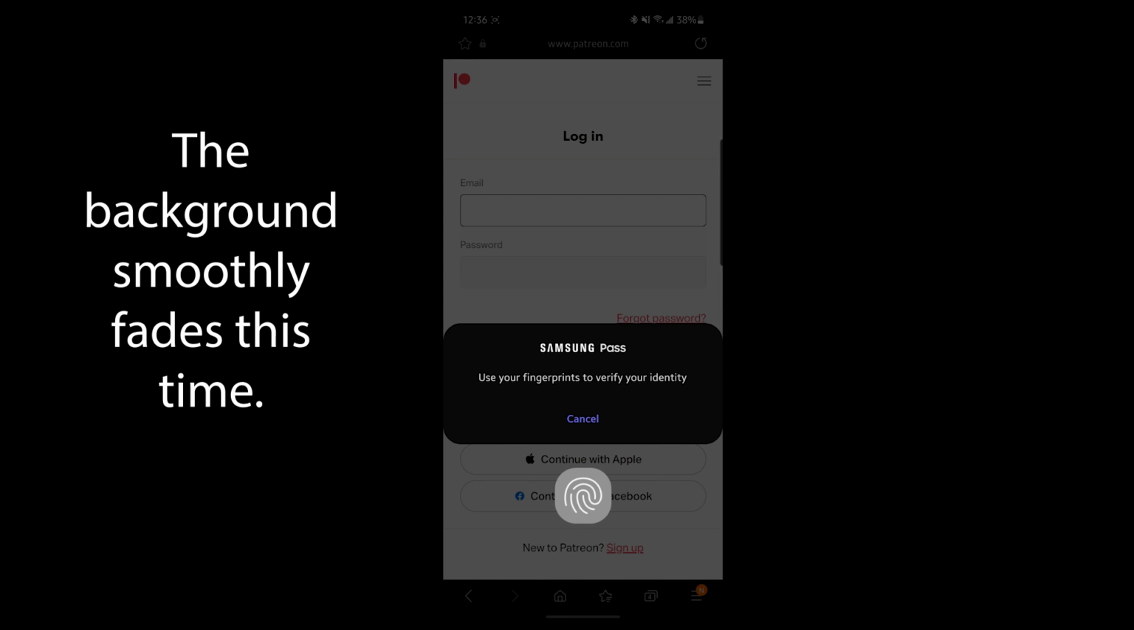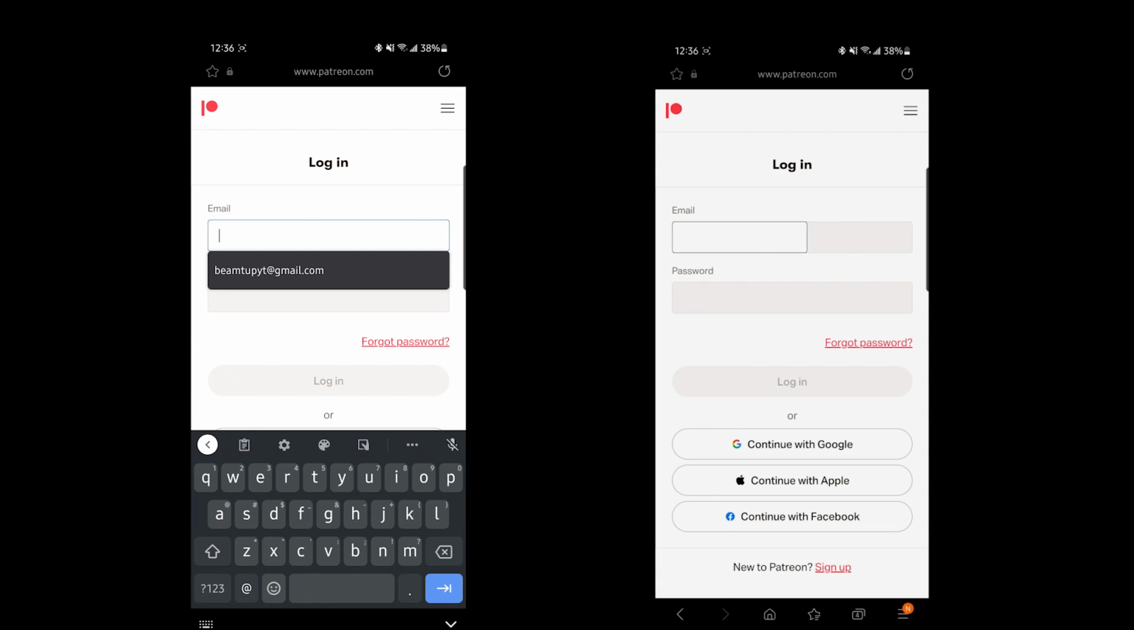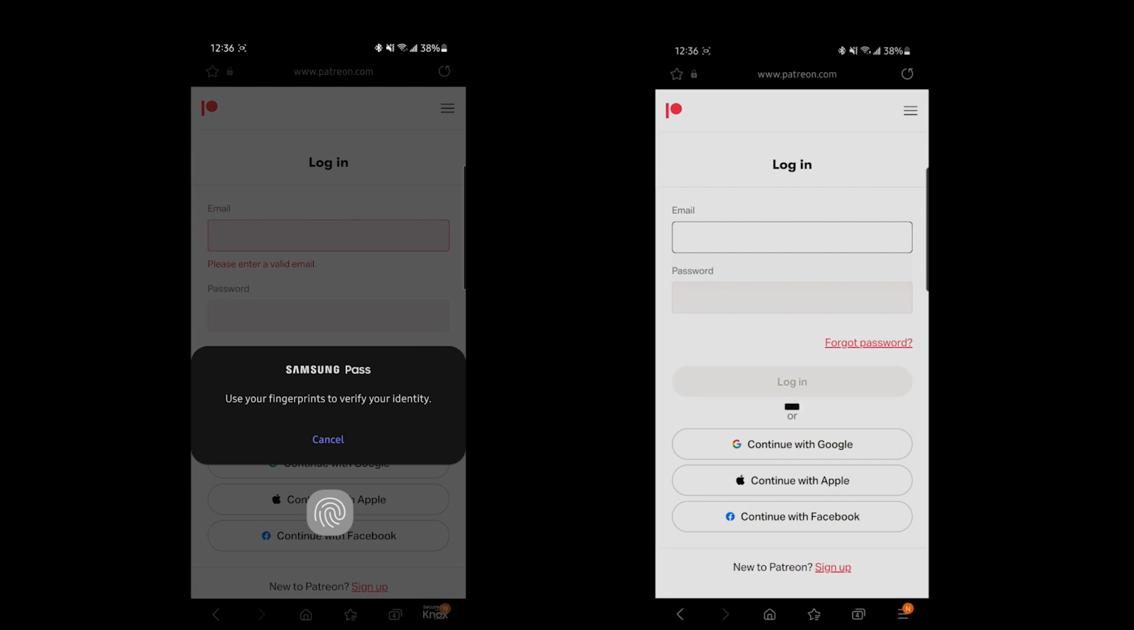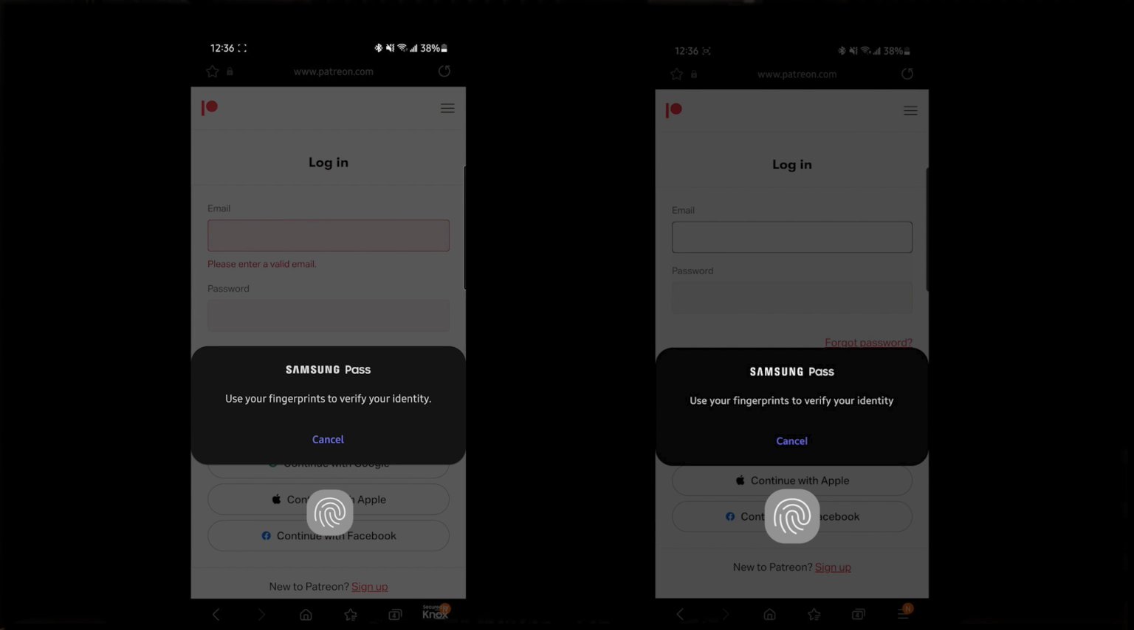Here's both of them side by side, and the original will start first. Oh my god, that's so much better.